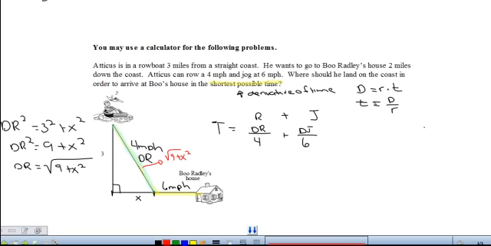So the next distance that we need to find is the distance that he's going to jog. So it's going to be from this point to the house. So we do know that Boo Radley's house is 2 miles down the road. So that means this whole distance is 2 miles. So the distance that he's going to jog would be 2 minus x.